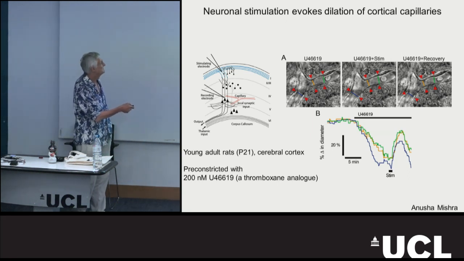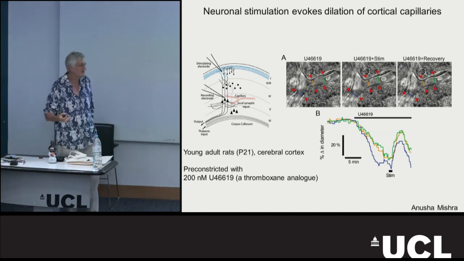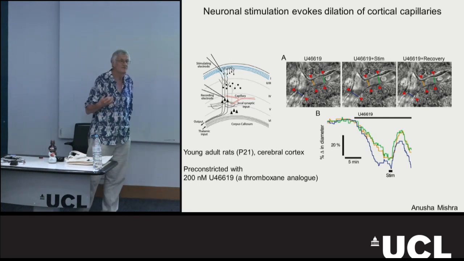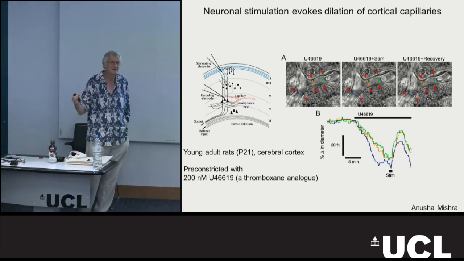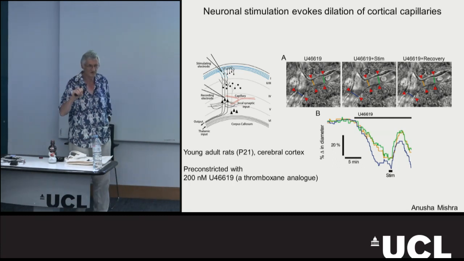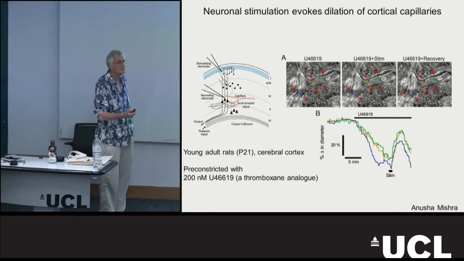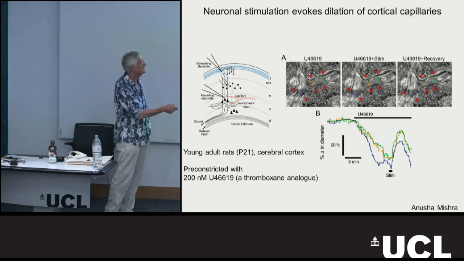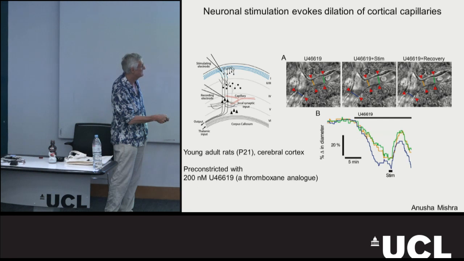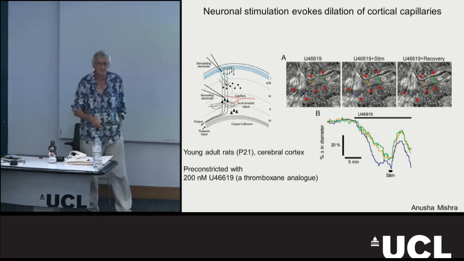If you image capillaries in brain slices and then stimulate axons which run across the cortex to release endogenous glutamate, you find you get a dilation. To see this, you have to first of all pre-constrict the vessels. Because we've made brain slices and taken them out of the brain, you've lost the locus coeruleus input, which is normally constricting them. So we pre-constrict them either with noradrenaline or, in this case, with a thromboxane analog, U46619. So they constrict, the diameter goes down, and then when you stimulate the axons to release glutamate, you get a dilation.